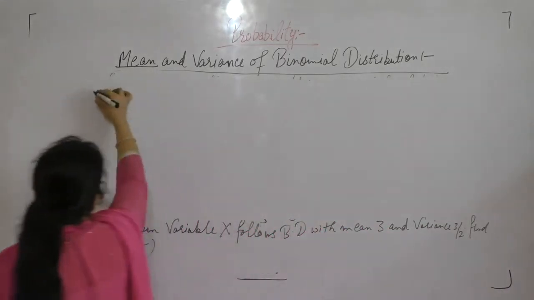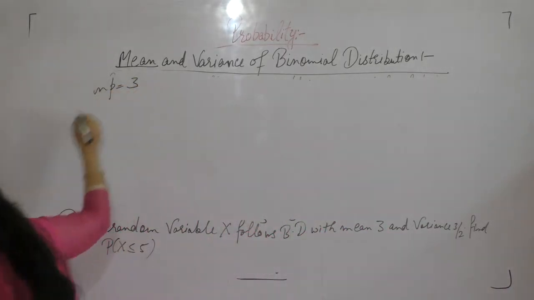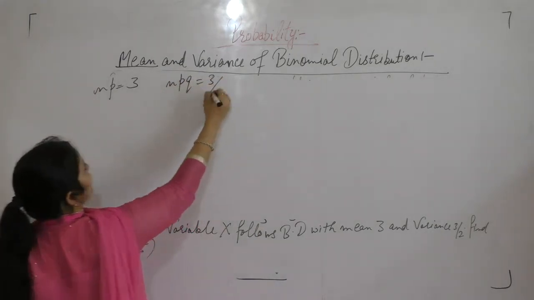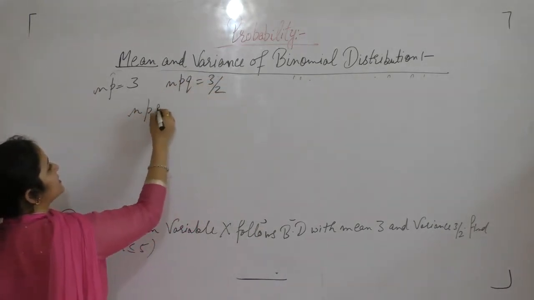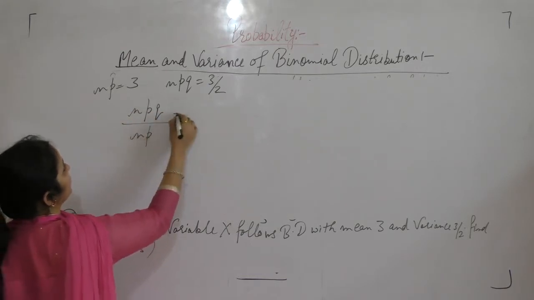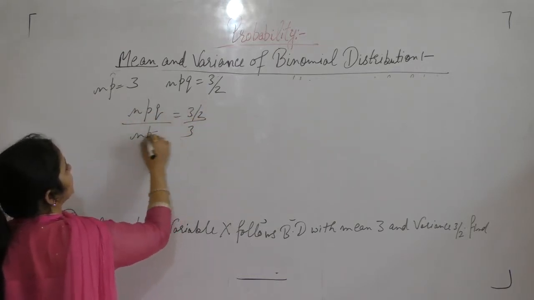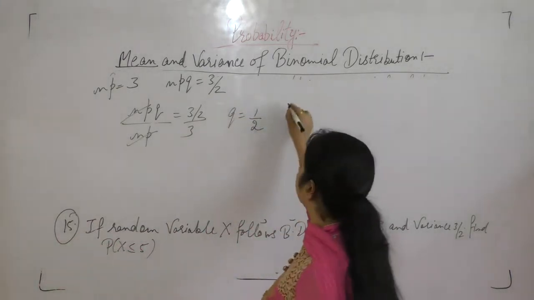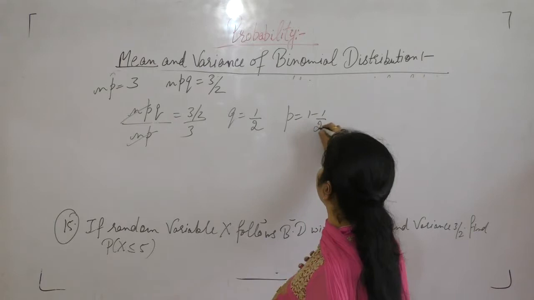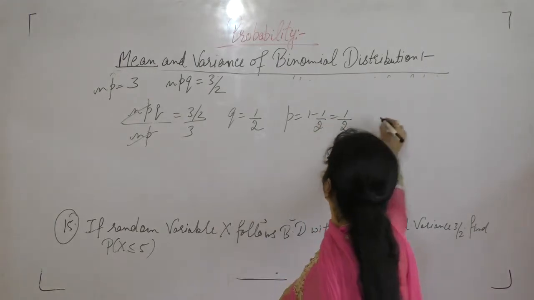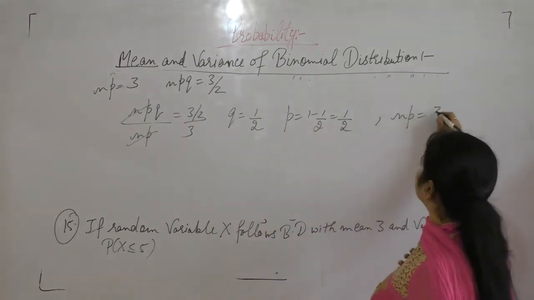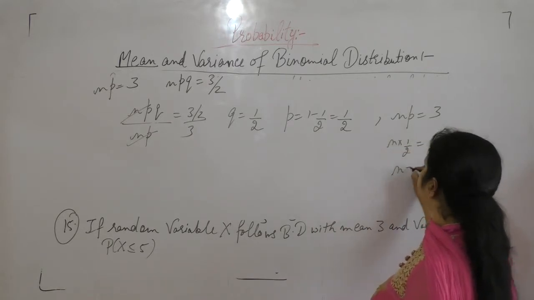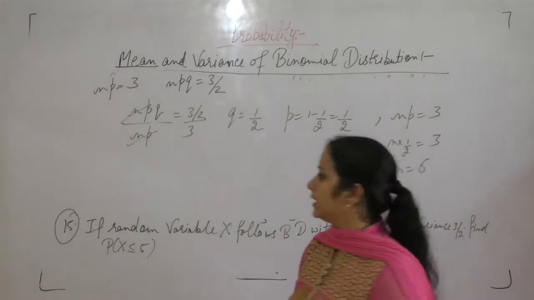Now we have mean is equals to 3 and variance is equals to 3 by 2. Divide both equations, NPQ upon NP, 3 by 2 upon 3. So Q is 1 by 2. P is 1 minus 1 by 2, 1 by 2. Now NP is 3, P is 1 by 2. So N is 3 into 2, 6.